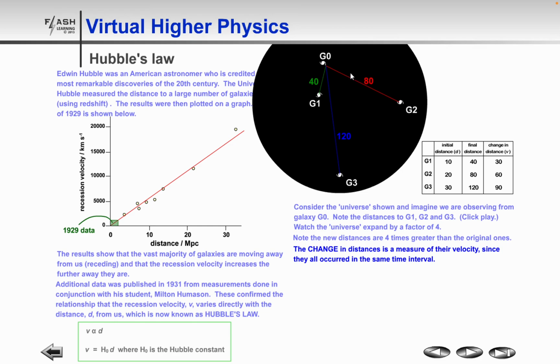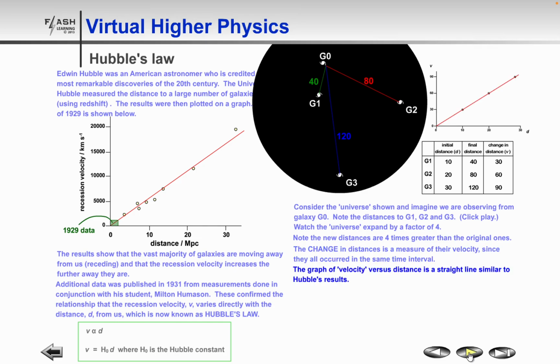So this idea of the expanding universe models the data that we're finding, that the speed is proportional to the distance they are away from us. If Galaxy 2 starts twice as far away from us, then its speed is going to be twice as fast when we measure it just now. So if you plot that graph of velocity versus distance, you get a nice straight line, and we can compare that with our measured data.